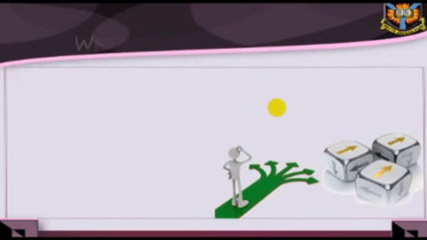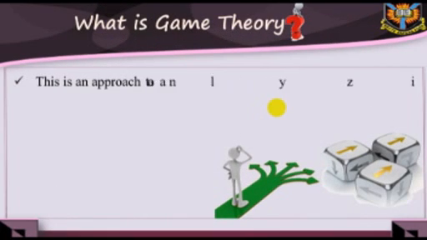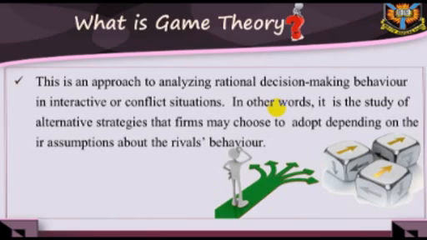What is game theory? This is an approach to analyzing rational decision-making behavior in interactive or conflict situations. In other words, it is the study of alternative strategies that firms may choose to adopt depending on their assumptions about the rival's behavior. The game element occurs because the outcome depends not only on the choices made by one player, but also on what other players choose to do at the same time.